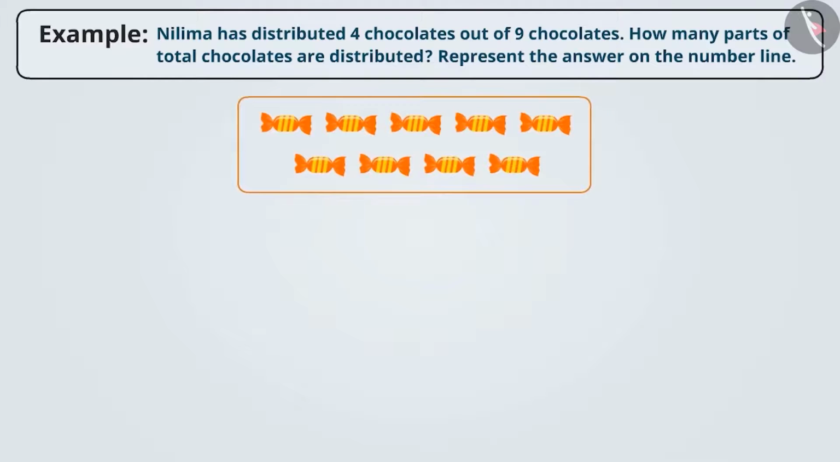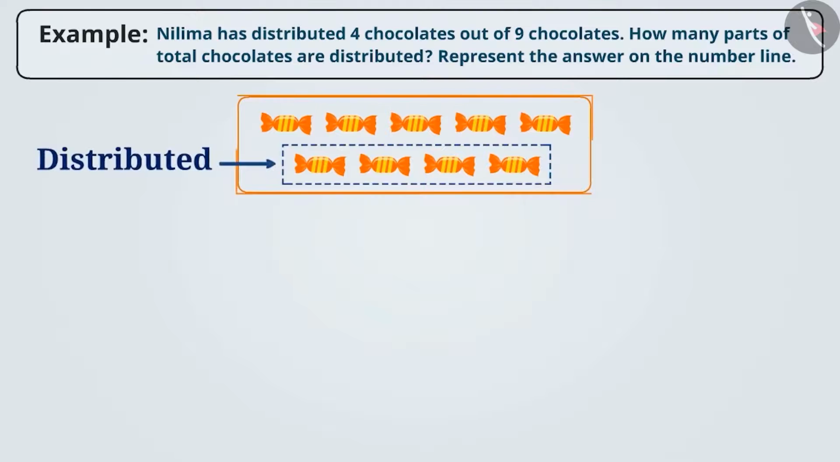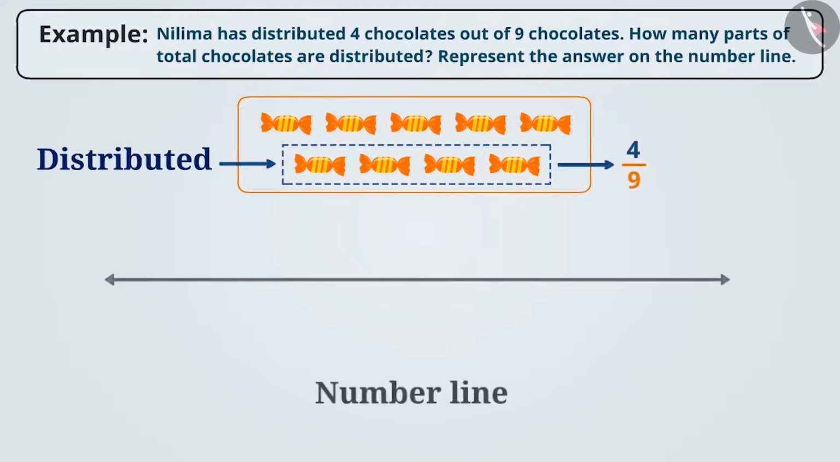Let's understand this. Nilima had 9 chocolates. Out of these, she distributed 4 chocolates. Since she distributed 4 chocolates out of 9 chocolates, we can say that she has distributed 4 out of 9 parts of all the chocolates she had.